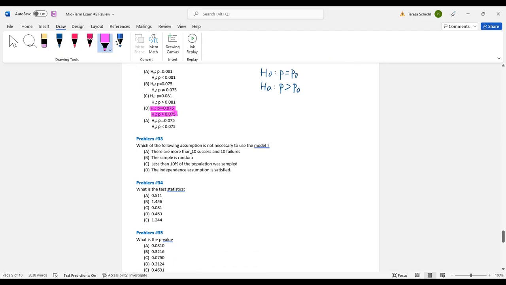Okay, so the next one is: which of the following is not necessary for the Z test for one population proportion? So let's take a look. We always said the sample has to be random, so this one has to be there. Less than 10% of the population will be sampled. That's why we want that. We don't want a huge sample that takes over almost the whole population. The independence assumption is true here. So the only one we don't need is what? It's that there are more than 10 successes and 10 failures here.